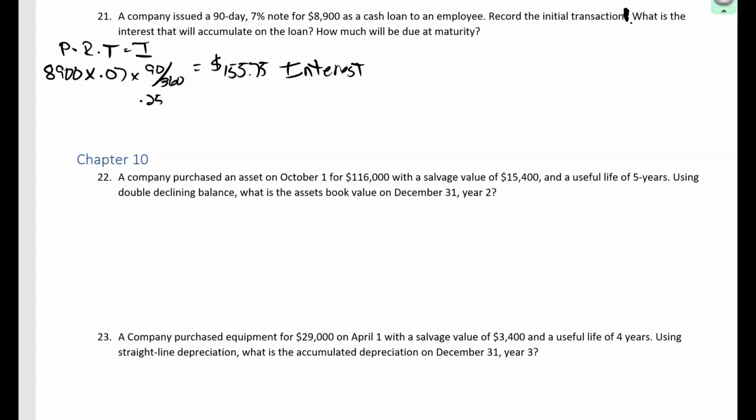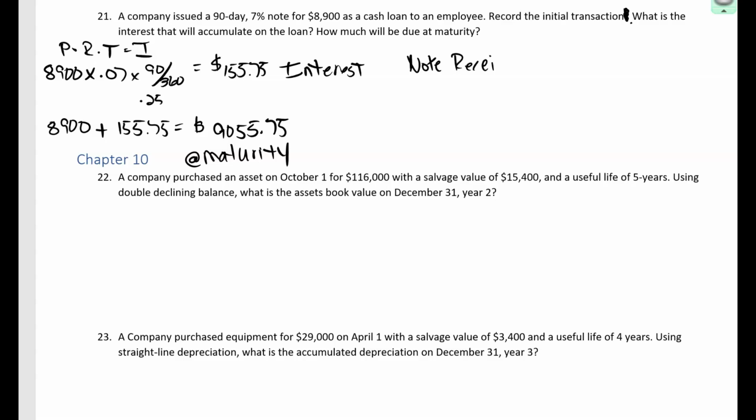Okay, how much is due at maturity? Okay, the $8,900, which is what the loan was for, plus the interest will give you $9,055.75 at maturity. Okay, to record the initial transaction is to debit note receivable the $8,900 and credit cash $8,900 because you're giving the loan to someone.